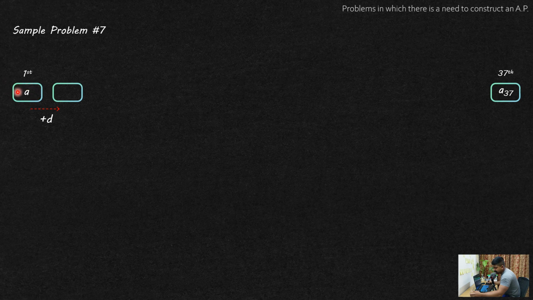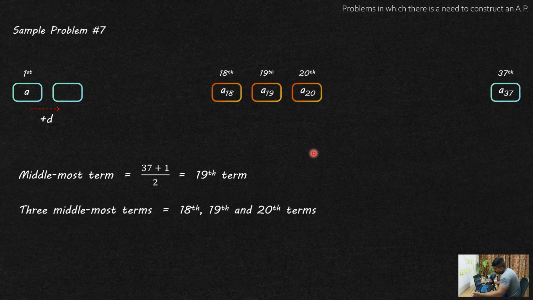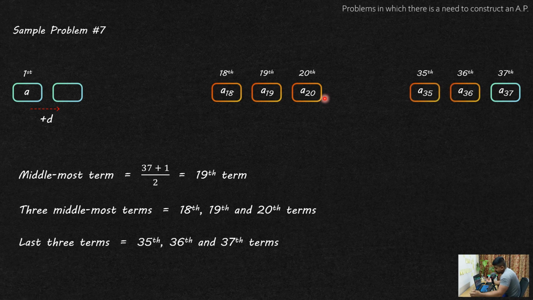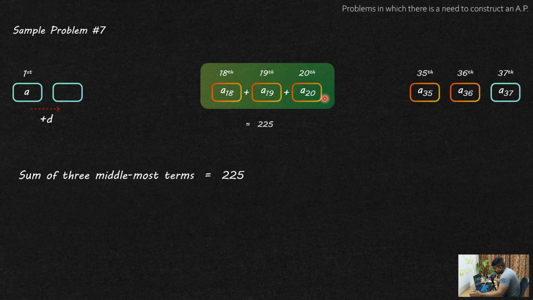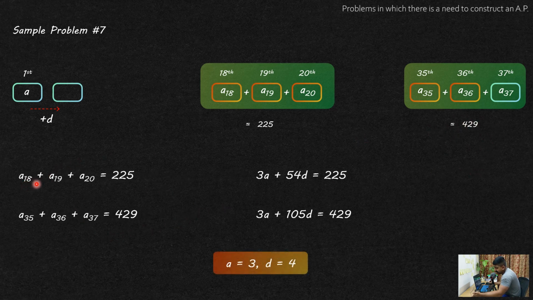We got our boxes ready. A is the first term, D is the common difference, and A37 is the 37th term. Now, the middlemost term is the 19th term. Three middlemost terms are 18th, 19th and 20th terms. And the last three terms are 35th, 36th and 37th terms. Now, sum of three middlemost terms is equal to 225 and the sum of last three terms is 429. We can write A18 plus A19 plus A20 equals 225 and A35 plus A36 plus A37 equals 429.